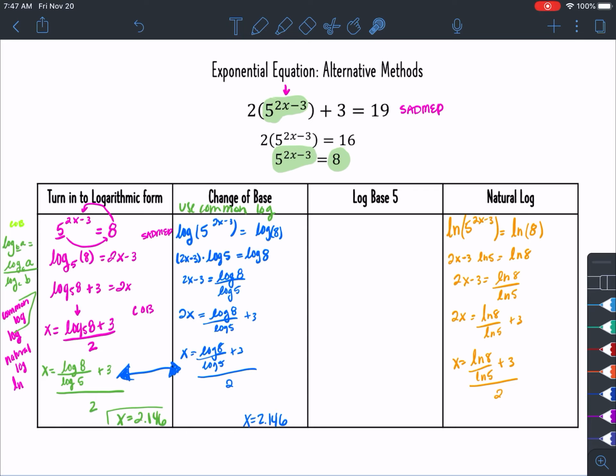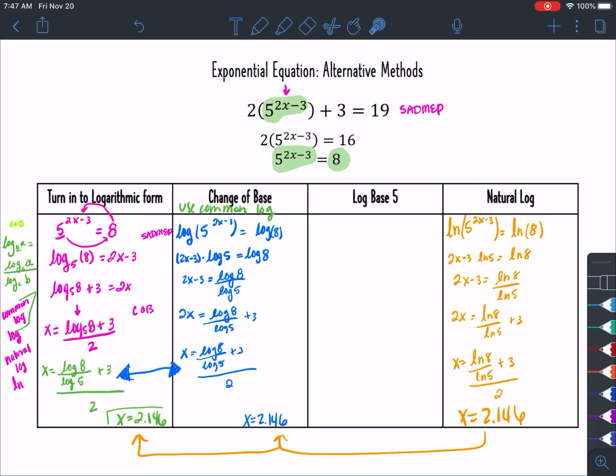So here, this is where I'm going to type it in my calculator. So I'm going to say the natural log of 8 divided by the natural log of 5 plus 3 divided by 2, and I got x equals 2.146. So even though we are using the natural log in this case, we still get the same answer.